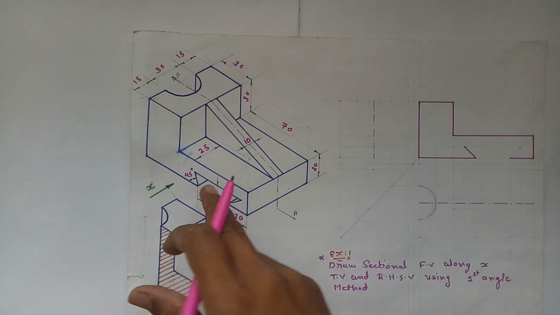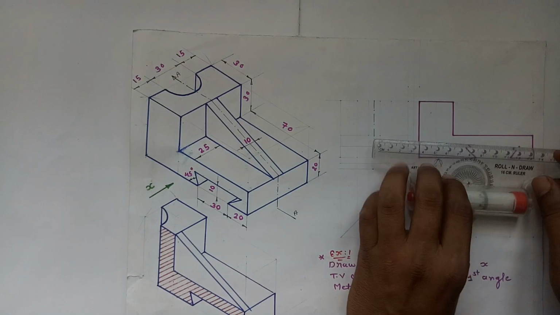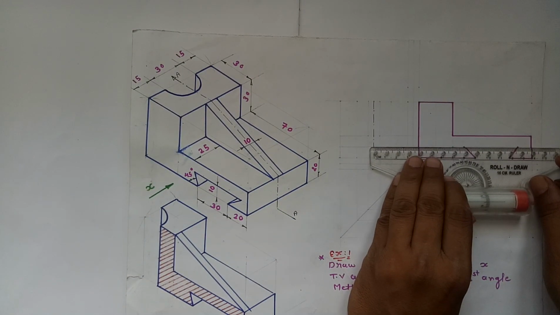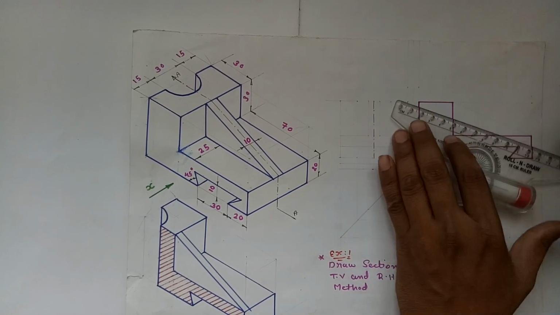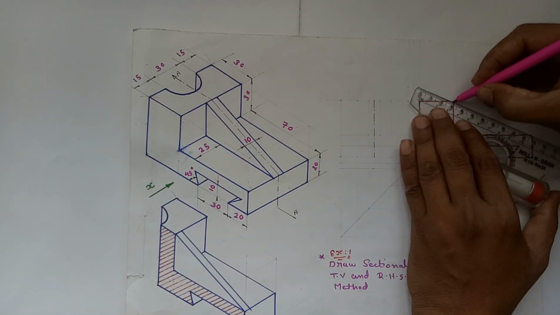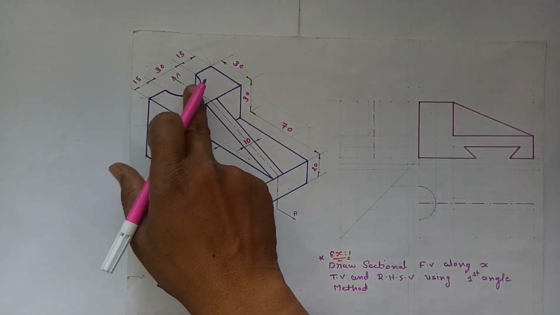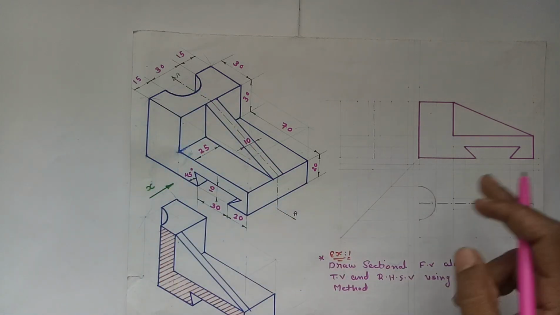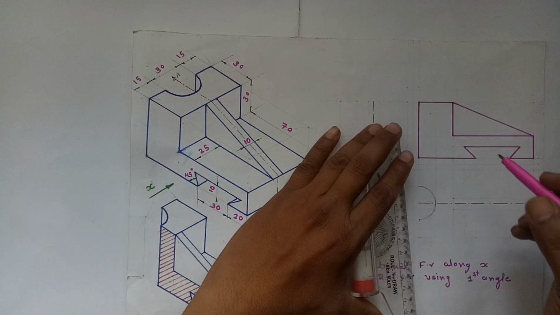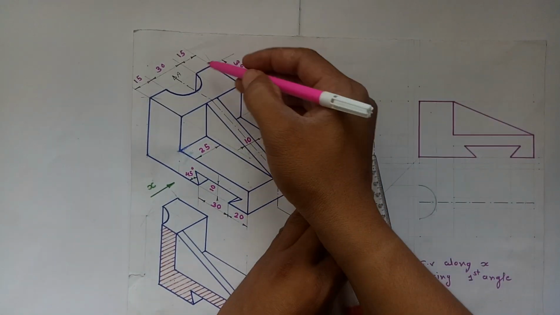All the details are given in the object. So this will be the basic front view of the object. Still we have not shown the circular part in the front view. We will show it after drawing it in the top view. So now draw the top view, observing from the top direction.